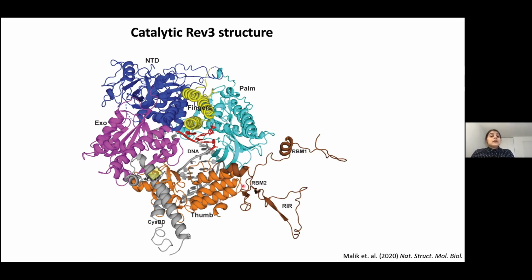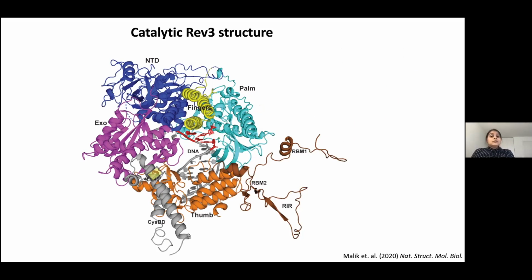The thumb interacts with the duplex portion of the DNA. The CysB-D is ordered and has this 4 iron 4 sulfur cluster, but in our structure the CysA-D is disordered. The RIR domain, and a part of it, basically interacts with the thumb domain and the palm domain.